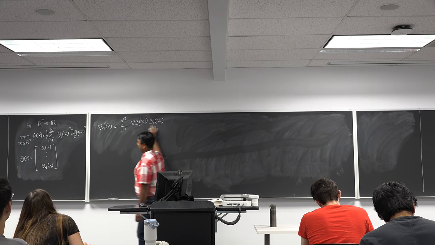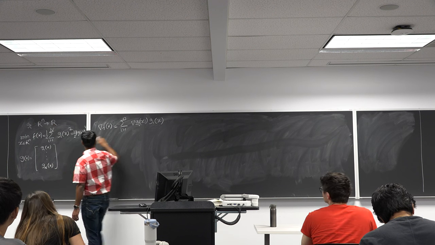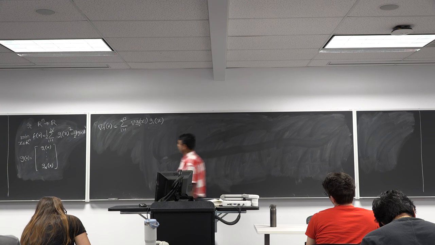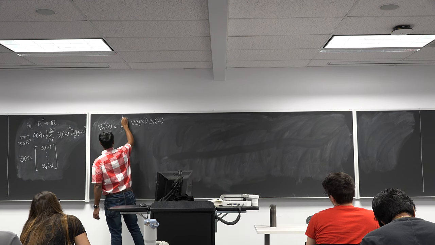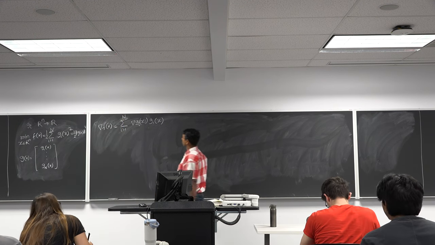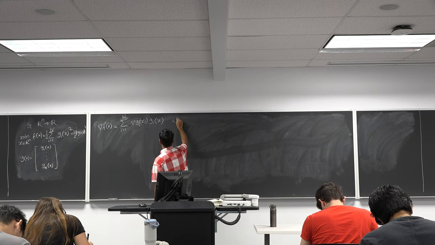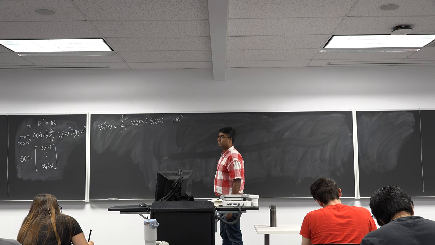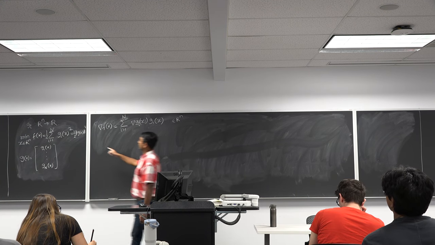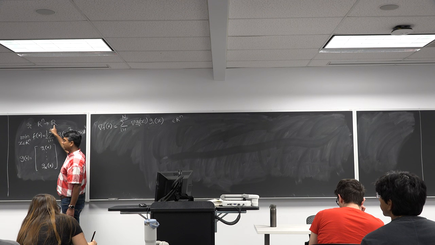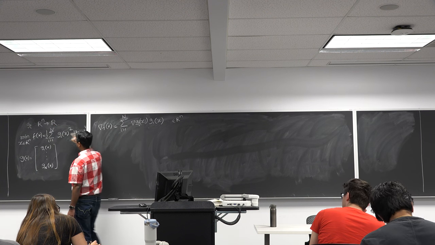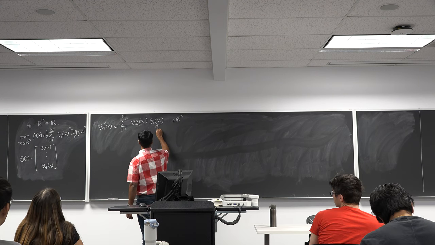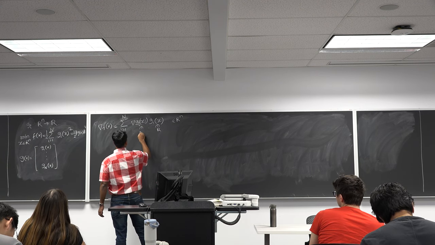Remember, gi of x is a scalar. And the gradient of gi is a vector. Oh, this is capital N here. So this is the vector in Rn. Sorry, you said gi is a scalar and the gradient is a vector? Gi is a scalar and the gradient of gi is a vector. So this is in R and this is in Rn.